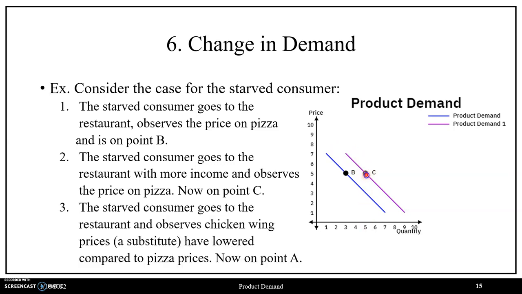Now lastly, let us consider the case of the starved consumer going to the restaurant and they observe the price of chicken wings, a substitute good, so it fulfills the same role as being a meal, has lowered compared to the price point of pizza. Well, if both of these goods fulfill the role as a meal and chicken wings are now cheaper, the consumer is going to purchase more chicken wings and fewer slices of pizza. So we can represent this with the leftward shift of the product demand curve, going from product demand to product demand 2 in green, in which holding the price of pizza constant at $5, now the consumer is willing and able to purchase 1 slice of pizza.